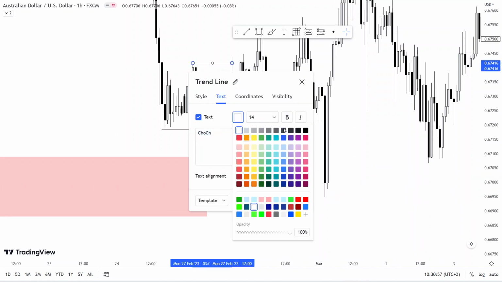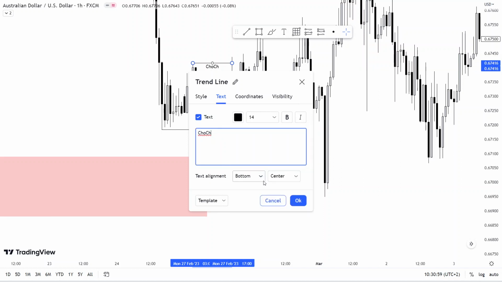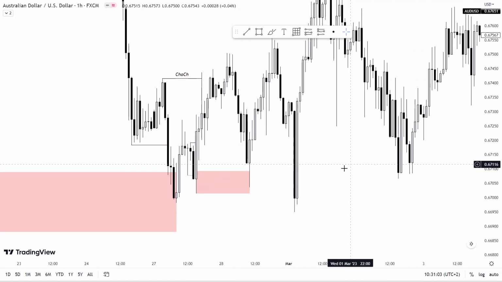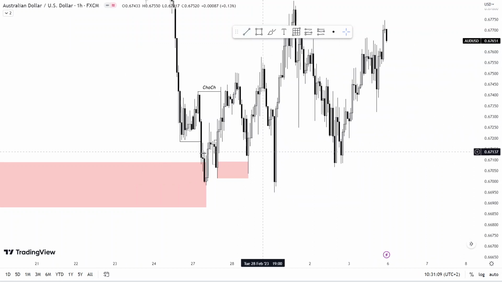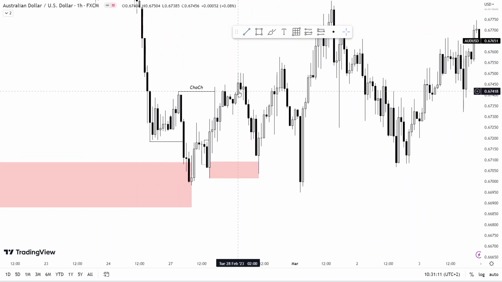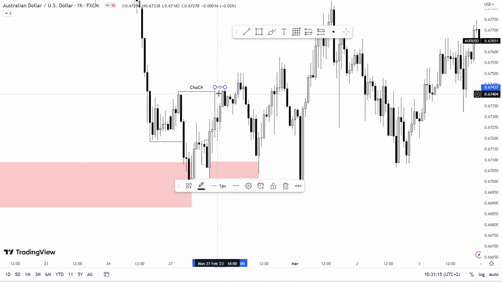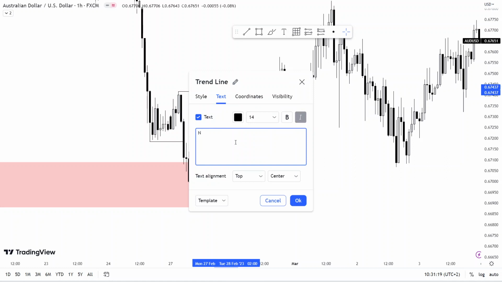I think the color is white. Not really big on change of character. So this would then be labeled as change of character. Yeah, that's that. And then maybe this would be break of structure right here. I think this would be a break of structure. I'm not really big on that, like I said. BOS.